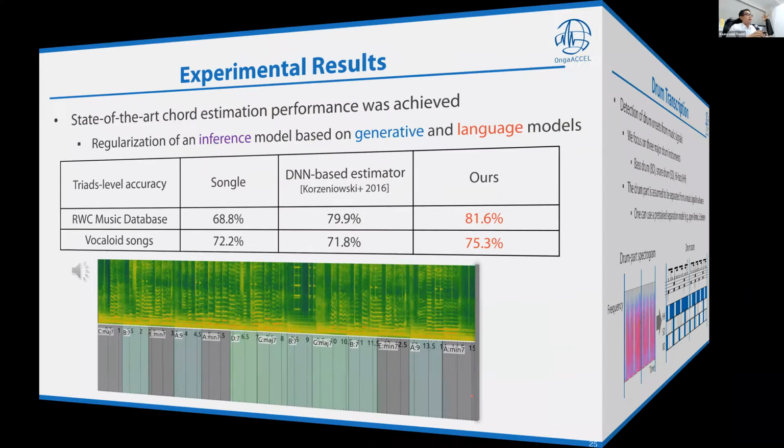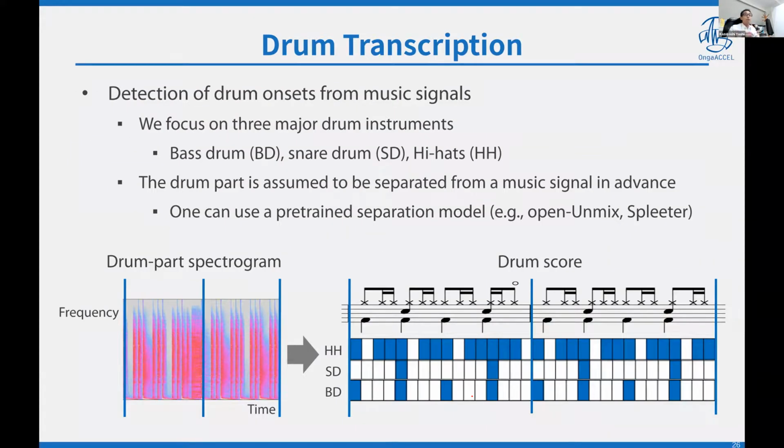Okay, so let's move on to drum transcription. So here we aim at detection of drum onsets from music signals. Here we focus on three major drum instruments, bass drum, snare drum, and hi-hats, as in most studies. And also the drum part is assumed to be separated from a music signal in advance by using some existing library.